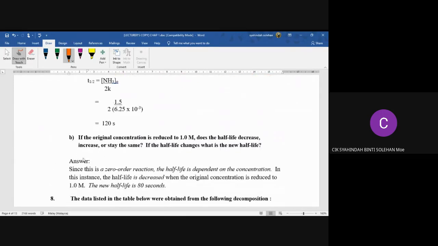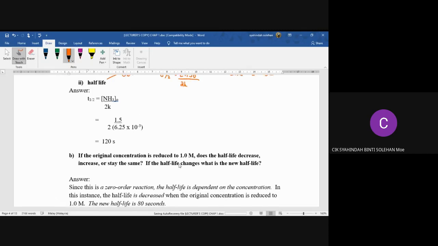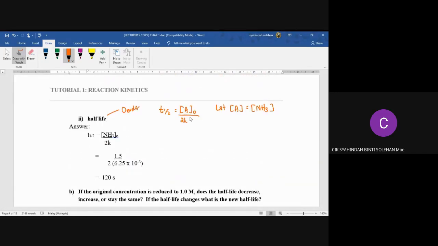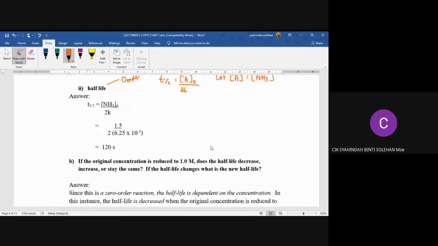Okay, next ialah dia kata if the original concentration is reduced to 1 molar, does the half-life decrease, increase or stay the same? And if the half-life changes, what is the new half-life? Dia kata if the original concentration. Okay. So since this is a zero order reaction, half-life tu is dependent on the concentration lah. Half-life memang dependent, cuma dia punya rate law yang independent. Half-life dia dependent. Tengok ni. Dia punya formula half-life untuk zero order depend kan dekat dia punya concentration of reactant tersebut kan.